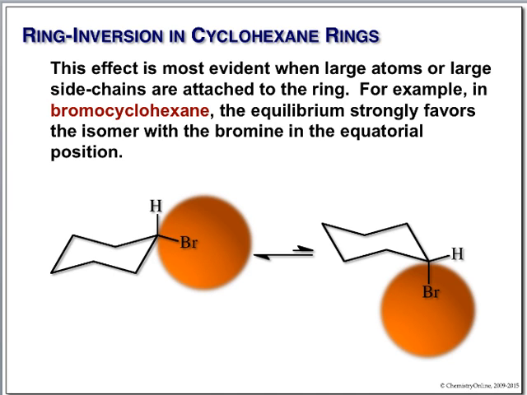Now, if we have more than one substituent, there's a table in your book that gives actual energies for interactions. You can add those all up if you like, but you almost always get exactly the same answer if you simply say, I want to have the greatest number of equatorial substituents. Fewest axial, greatest number of equatorial.